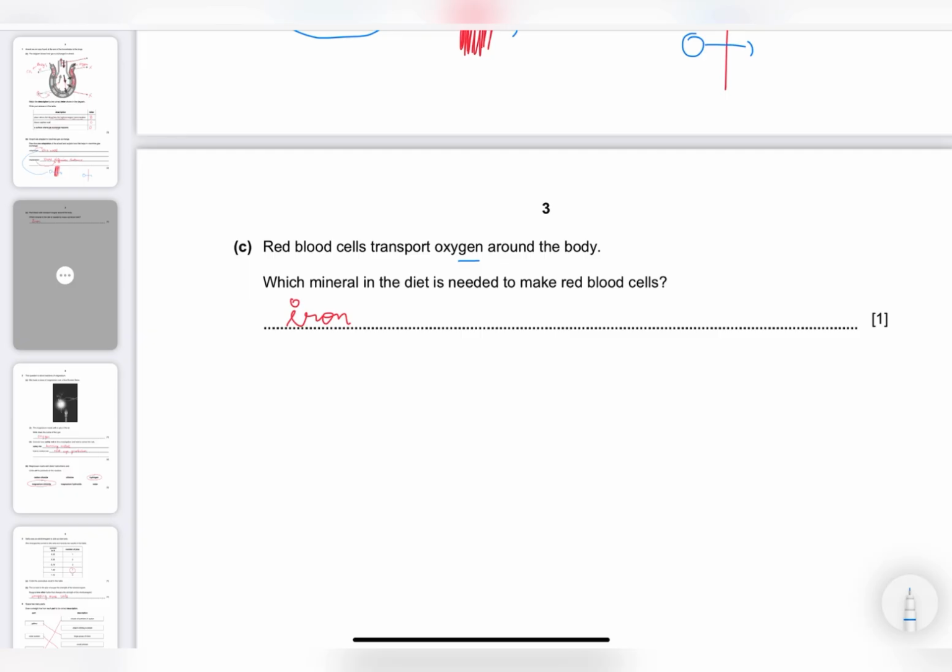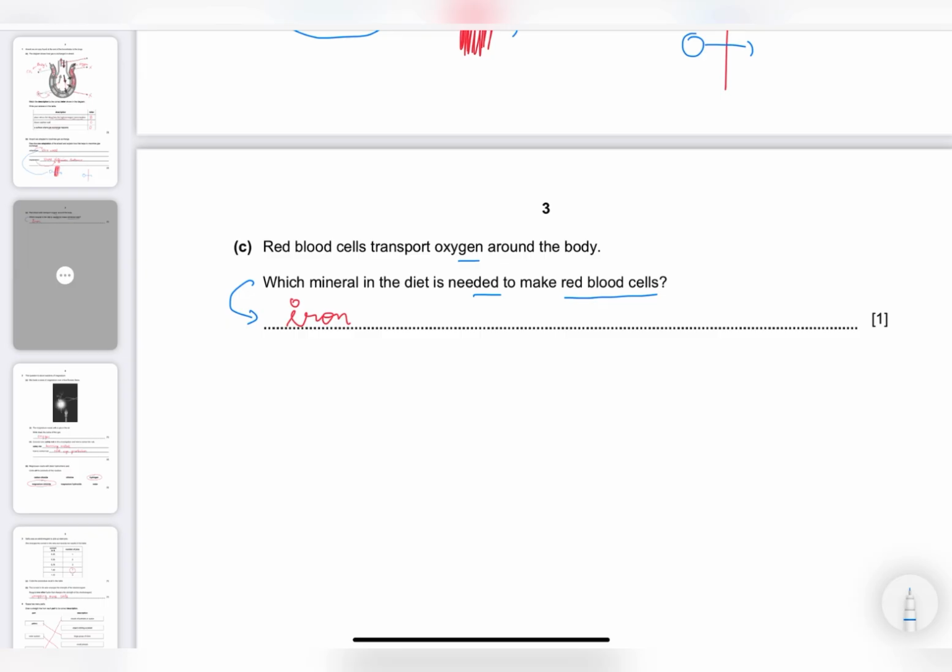Red blood cells transport oxygen around the body. Which mineral in the diet is needed to make red blood cells? So if you go for a blood test and the doctor tells you that your hemoglobin level is low, do you drink a tonic? What does that tonic contain? In most proportion I'm talking about, it contains iron because iron is needed for it. That's why the mineral in the diet which is needed to make red blood cells is iron.